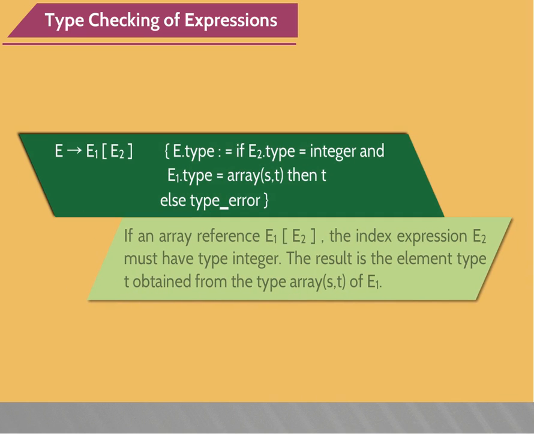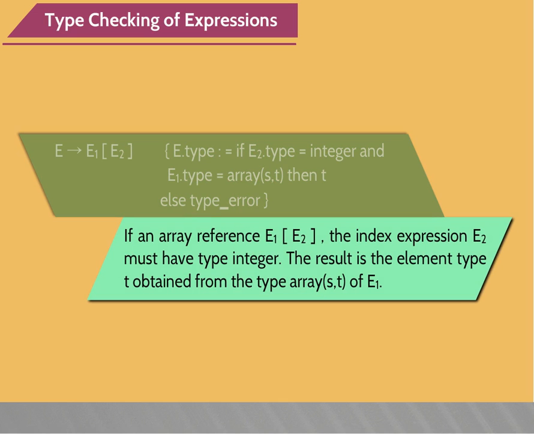E produces E1[E2]. E.type := if E2.type = integer and E1.type = array(s, t) then t else type_error. In an array reference E1[E2], the index expression E2 must have type integer. The result is the element type t obtained from the type array(s, t) of E1.